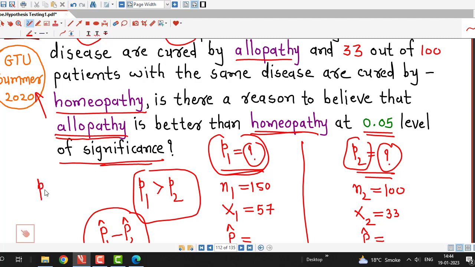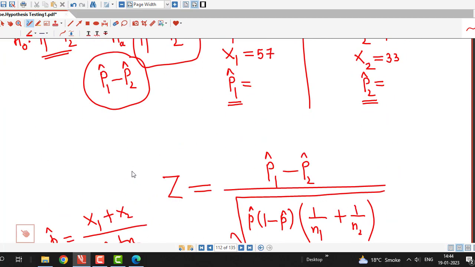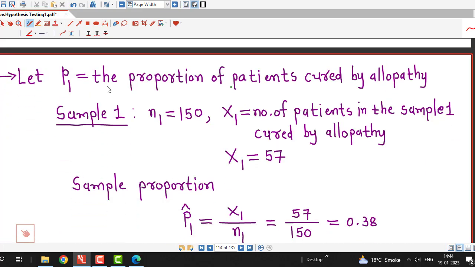So we will consider null hypothesis as equality, that two treatments are same, or the fraction of patients cured by homeopathy and allopathy are same, and we will consider this as alternative hypothesis. So I have written all these things systematically here. First I am writing notations for allopathy. I denote the proportion of patients cured by allopathy by small p1, and I call sample 1 as the sample of patients for allopathic treatment.